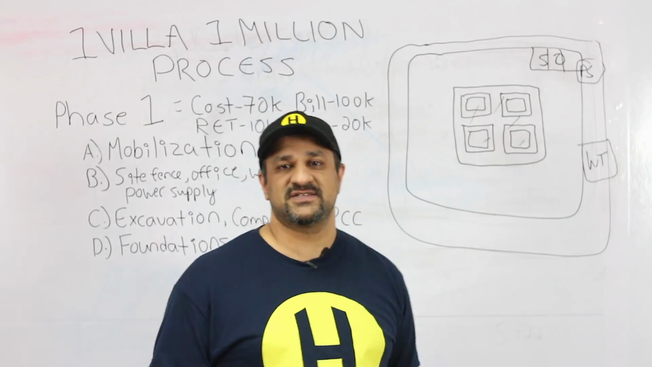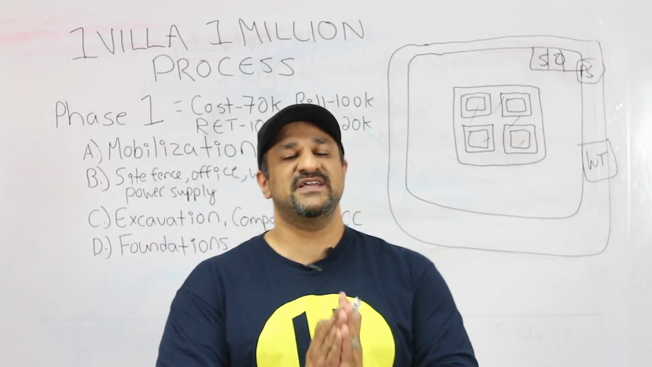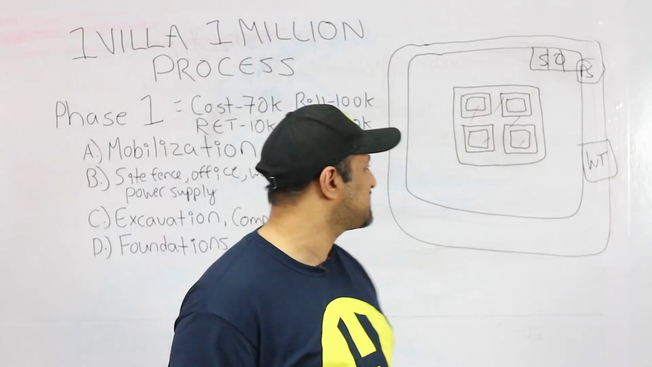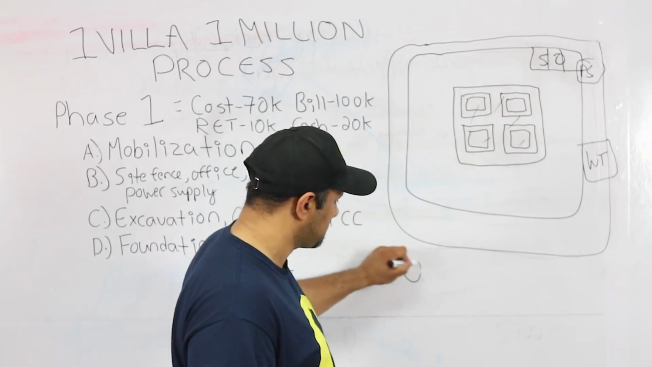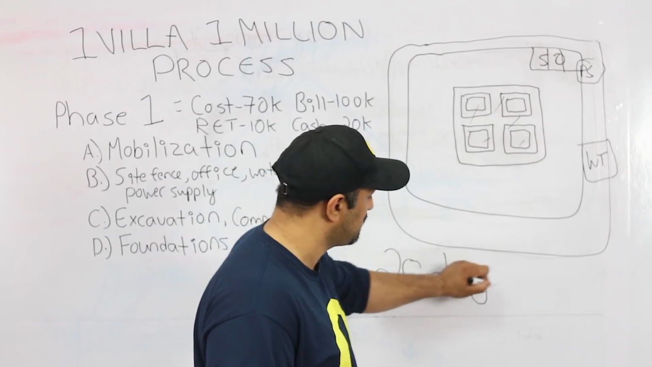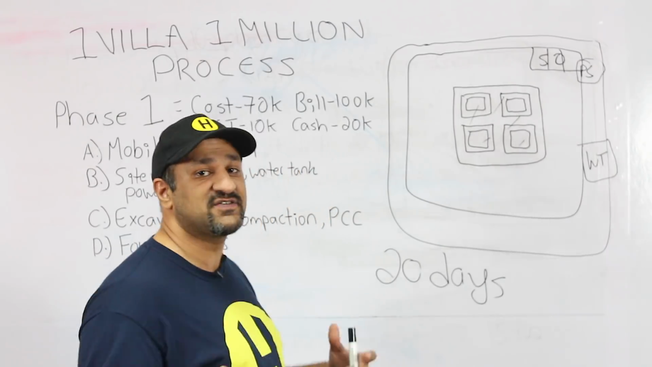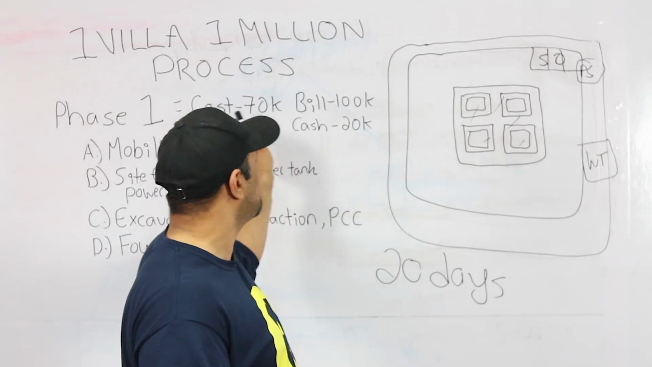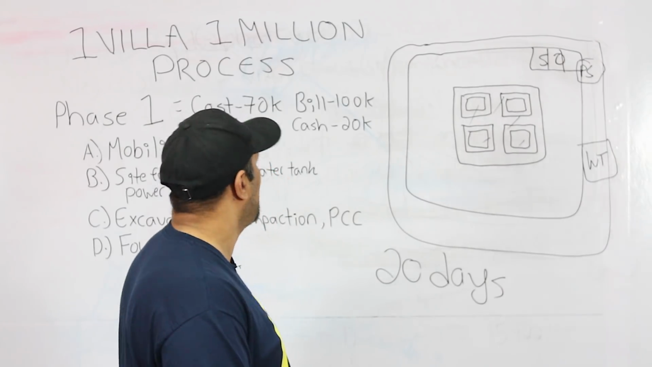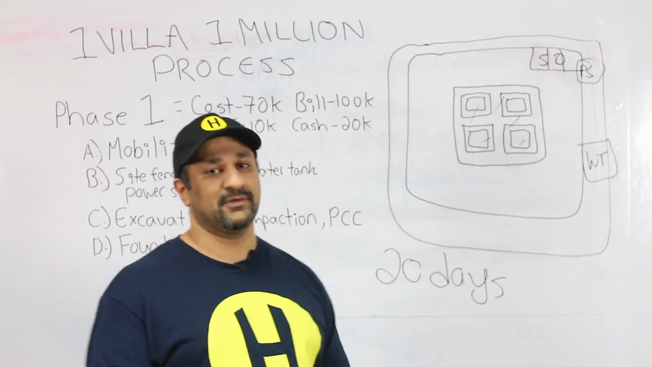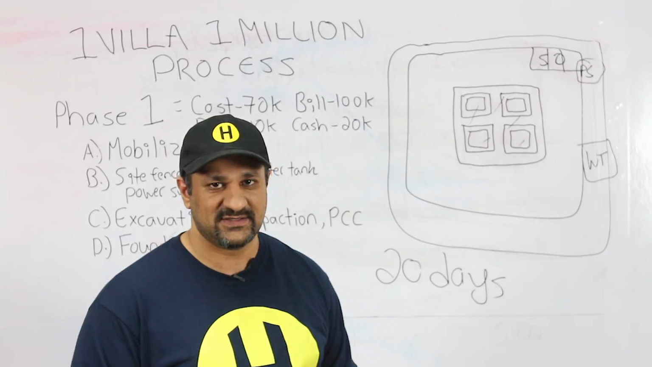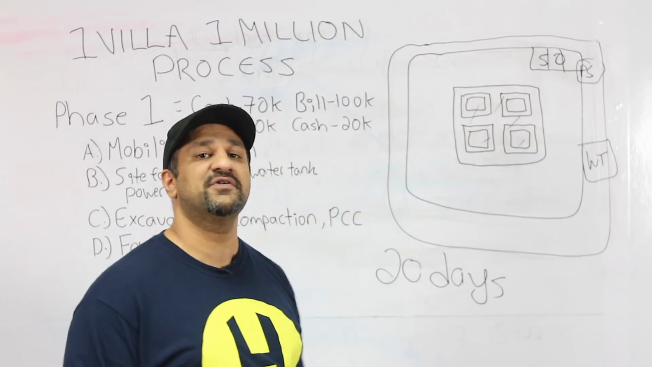Now in this phase, the property is pretty much done phase 1. This entire process takes around 20 days. 20 days to complete all this work. Then what happens is the cost for completion is around 70,000 dirhams. And then what happens is we submit a bill. We submit a bill to the client, and the client pays 100,000.